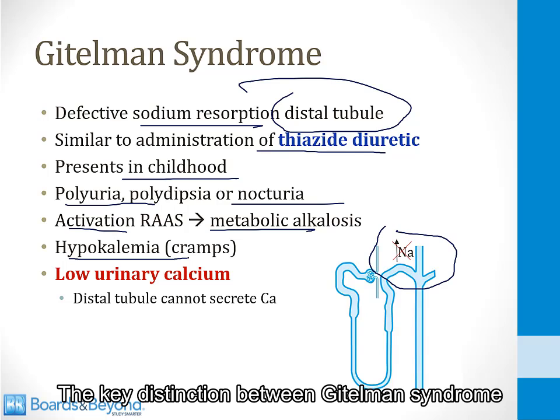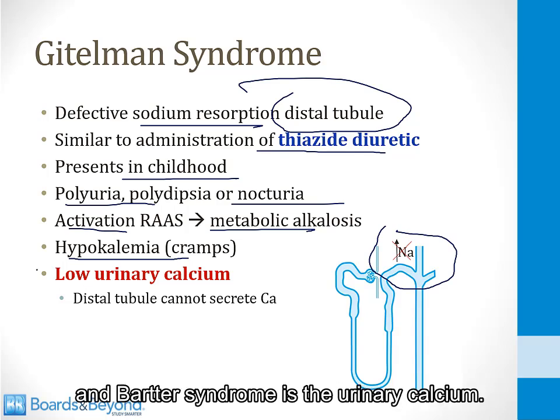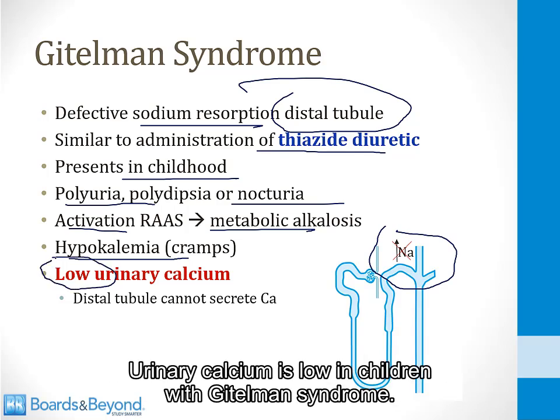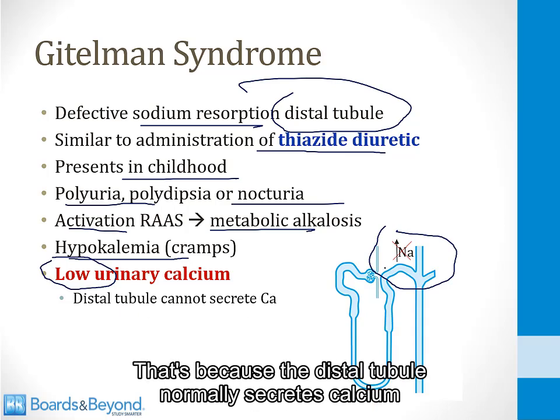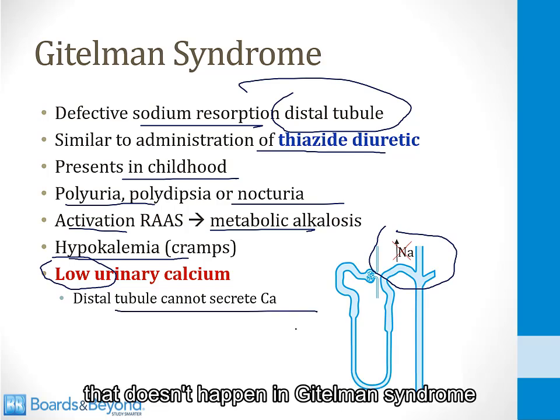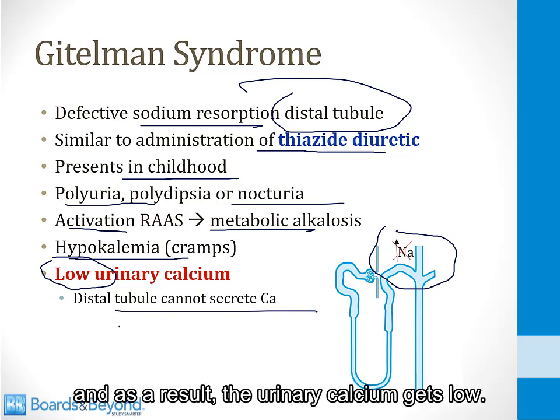The key distinction between Gitelman syndrome and Bartter syndrome is the urinary calcium. Urinary calcium is low in children with Gitelman syndrome. That's because the distal tubule normally resorbs calcium from the urine. That doesn't happen in Gitelman syndrome, and as a result, the urinary calcium gets low.